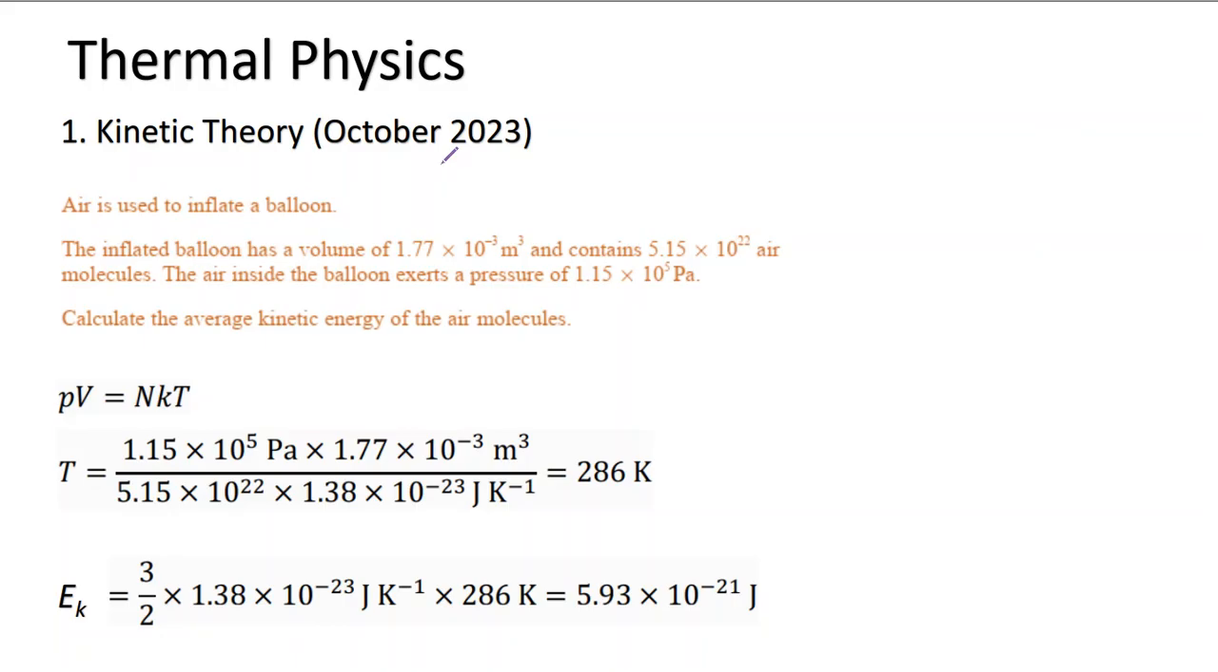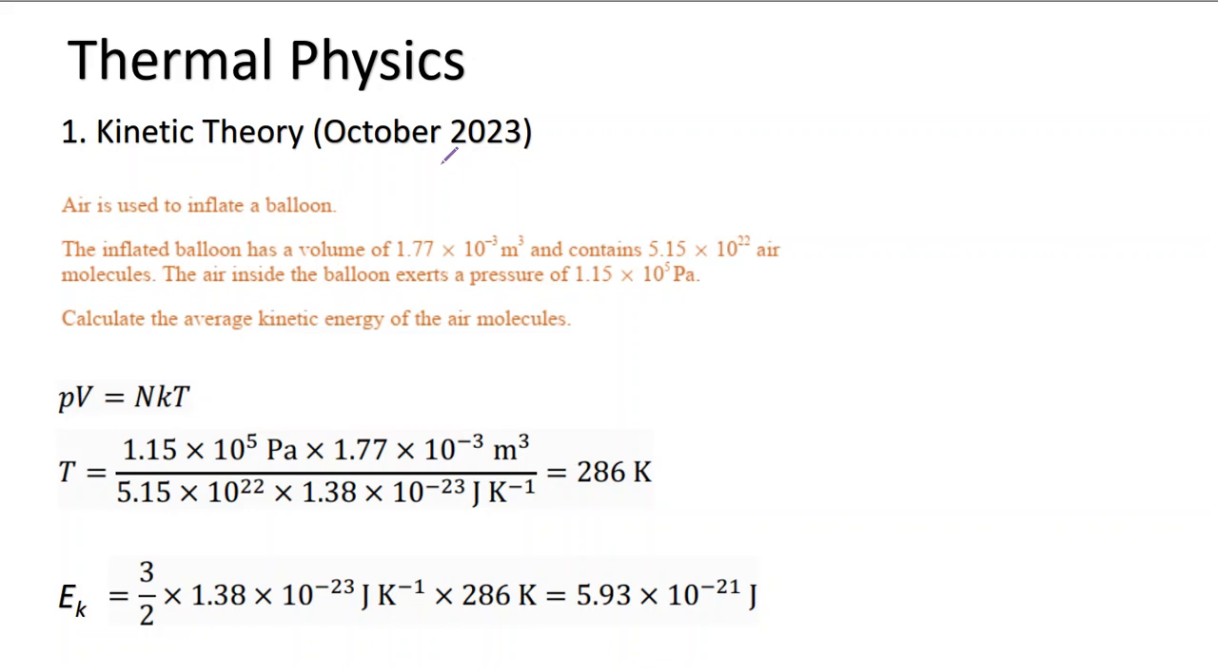Let's look at the question. Air is used to inflate a balloon. The inflated balloon has a volume of 1.77 times 10 to the power minus 3 meter cube and contains 5.15 times 10 to the power 22 air molecules. The air inside the balloon exerts a pressure of 1.15 times 10 to the power 5 Pascal. Calculate the average kinetic energy of the air molecules.